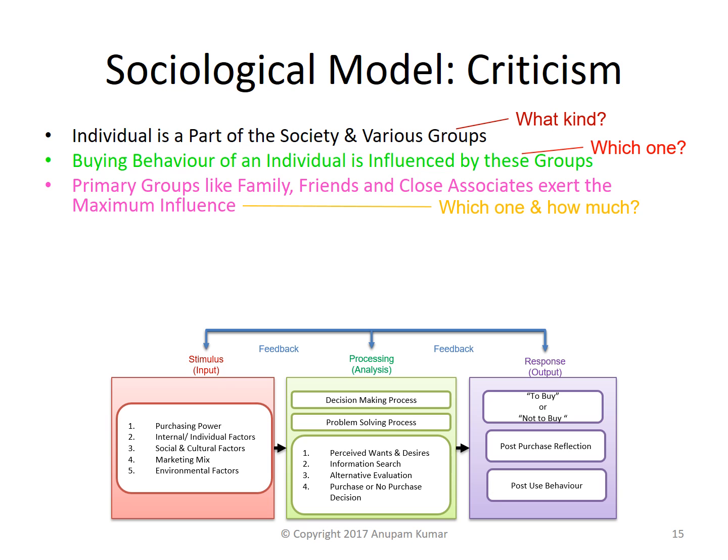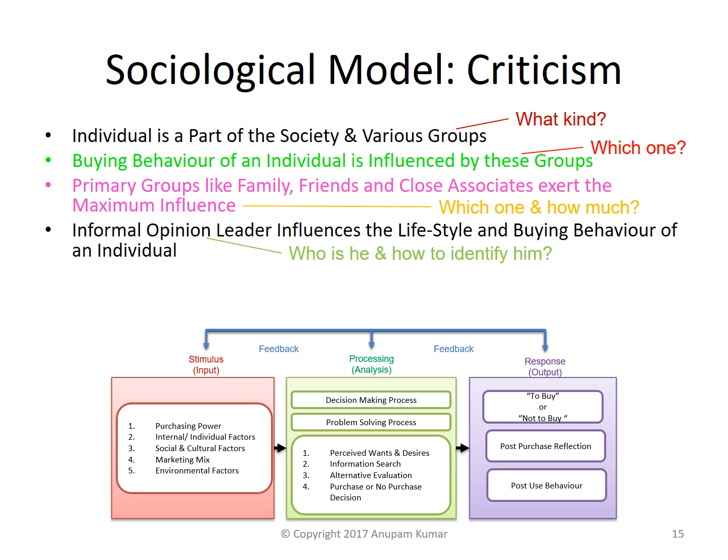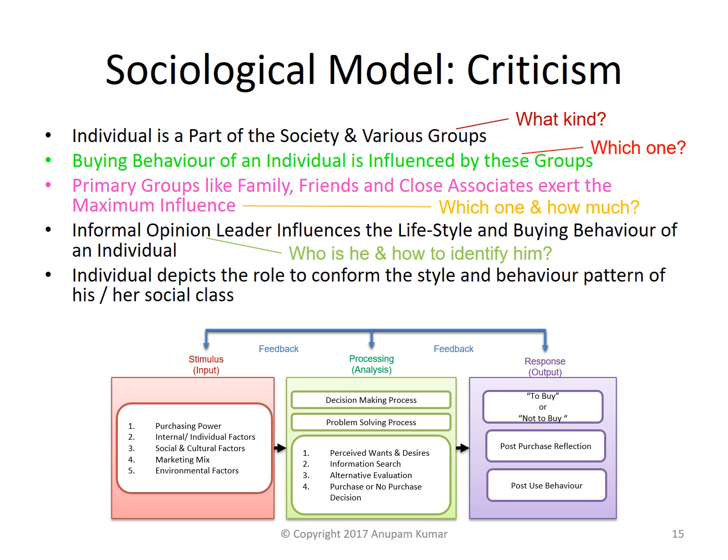Moving on, the next assumption is that the informal opinion leader influences the lifestyle and buying behavior of an individual. Now, who this particular opinion leader would be is something which the model does not specify, and how such an informal opinion leader can be identified is again a question that remains in the mind of the learner. Moving on, the assumption states that an individual depicts the role to conform to the style and behavior pattern of his or her social class. Here again, the term social class is quite vague. By simply stating that the individual would be depicting the style and behavior of his or her social class, the model does not specify any worthwhile information.